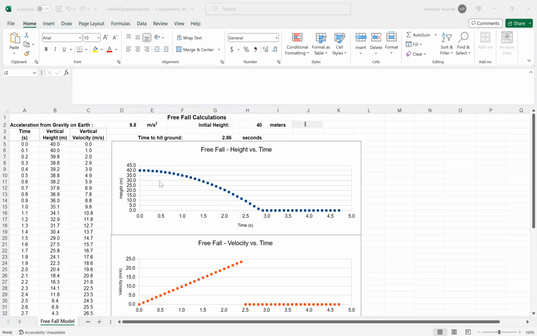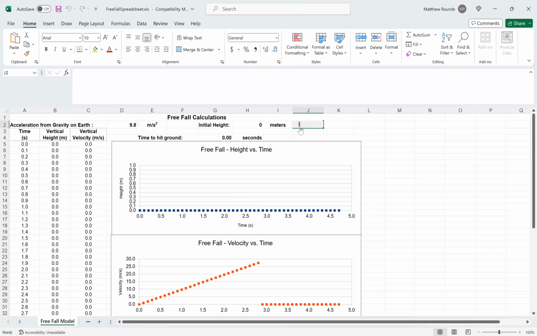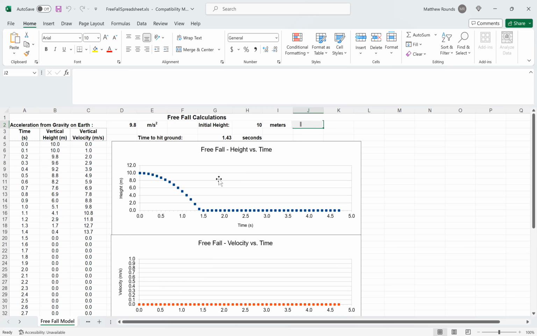Let's see if this is okay. Describe the shape of the height versus time graph. Okay, let me do a little better job here. So at 10 meters, I guess that's the first one. So it starts at 10 meters and goes down.